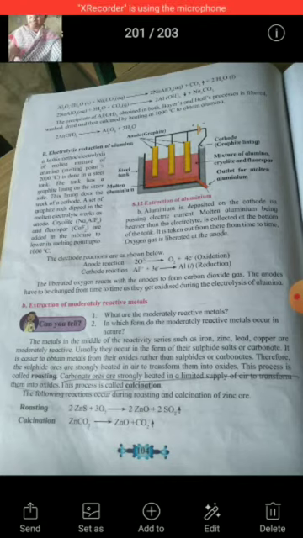These are moderately reactive, and usually they occur in the form of their sulfide salts or carbonates. It is easier to obtain metals from their oxides rather than sulfides or carbonates. Metals are always found in nature in the form of sulfides and carbonates, but it is hard to obtain these metals from these forms. So it is easy to obtain metals from their oxide forms. So first we have to convert sulfide or carbonate forms into oxide forms, and then we extract the metals from these oxide forms.